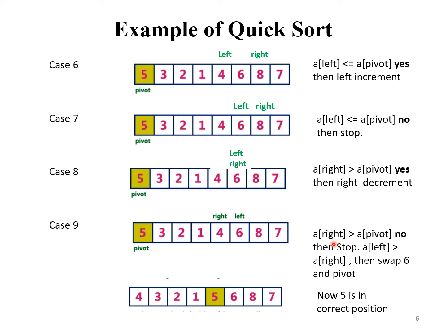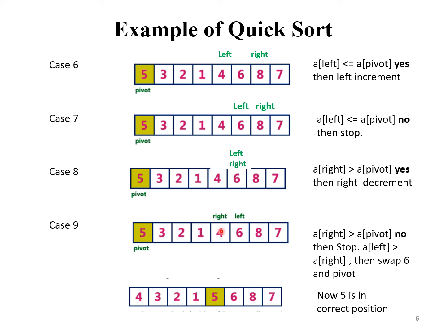So here the right element is 4. Is 4 greater than 5? This condition is false. That's why we stop our right pointer. So now the right pointer is in the fourth position and the left pointer is in the fifth position. Now if the left pointer is greater than the right pointer, then we will swap the right pointer element with the pivot element.